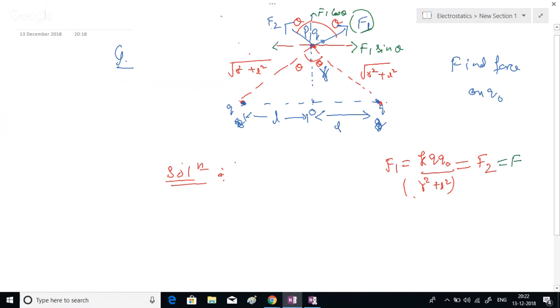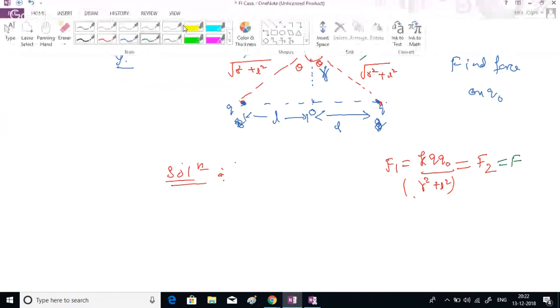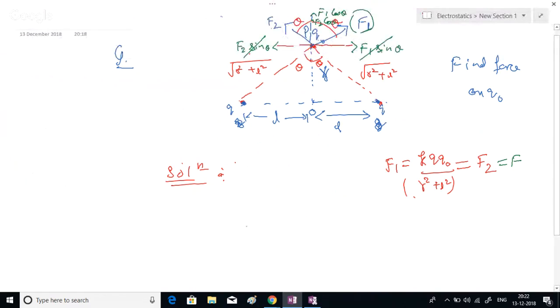And F2 I am having here F2 sine theta, and on the upper side we are having F2 cos theta. Have you got it? So these get cancelled out. So the net force is going to be twice of F1 cos theta. Correct. Because F1 and F2 are equal, we can say that it is twice of F1 cos theta.